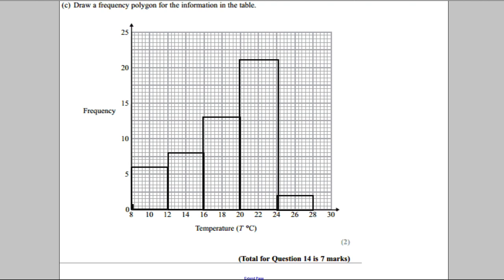Now remember, you don't get any marks for this. I said you only get the marks if you join the middles of the bars up with a straight ruler. It's got to be a straight ruler. And a different colour pen as well to make it clear. So between here and here, there, there, and there. That's our frequency polygon, and we've got ourselves the last 2 marks. We've got 7 in this question.